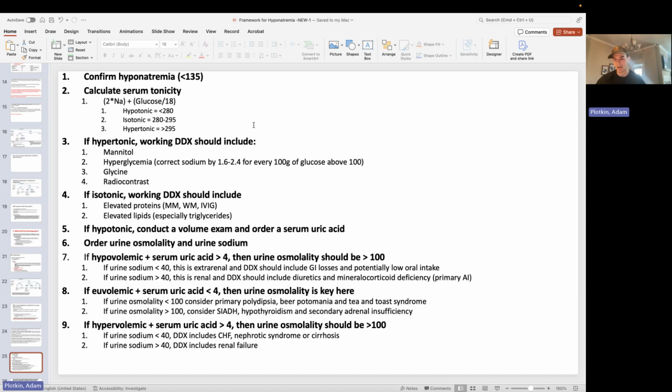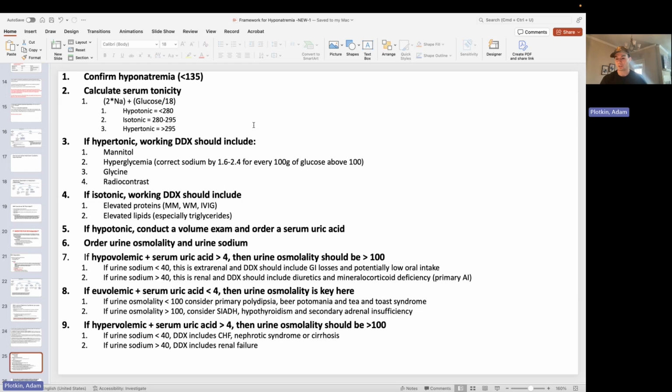If we are isotonic, so 280 to 295, I want you to consider elevated proteins like multiple myeloma, Waldenstrom, IVIG. If there's elevated lipids, so elevated triglycerides, easy labs, triglycerides, easy thing we can get. The multiple myeloma workup is a little bit more complex. We talked about getting the SPEP, UPEP, immunofixation on those patients.